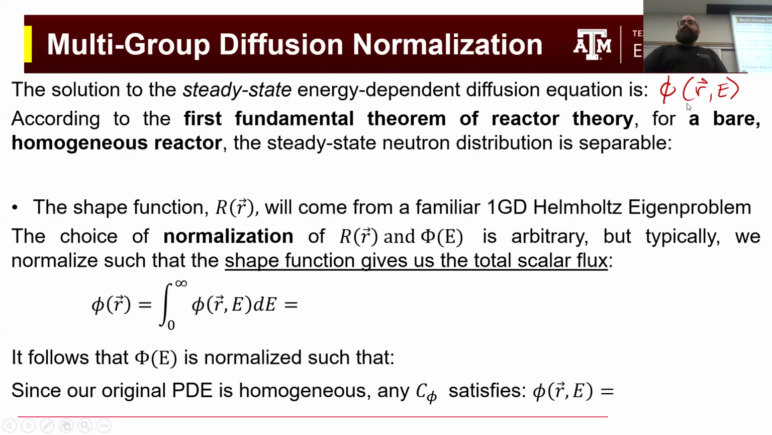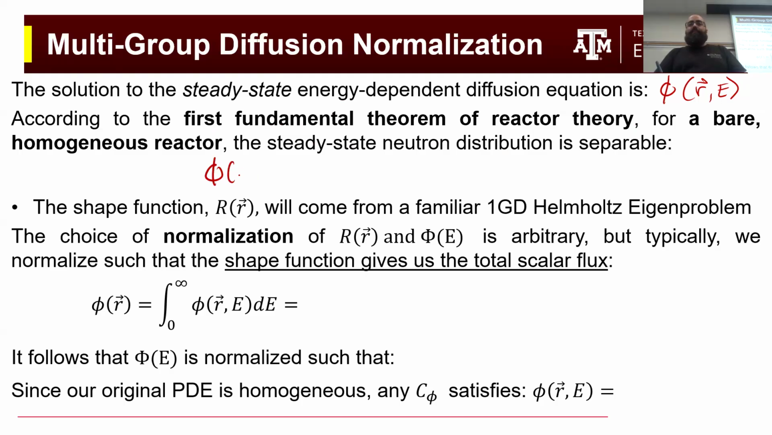And so if this is what our solution looks like, then we can do something similar to what we did when we looked at the time dependent, space dependent problem, like with one group diffusion, where we said maybe we can solve this problem if we assume that our flux is a separable function, separating it into 2 different functions, one that depends on one variable and one that depends on another. And that's kind of what the first fundamental theorem of reactor theory says, that this neutron distribution in terms of space and energy is separable.